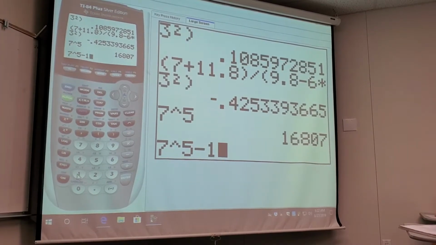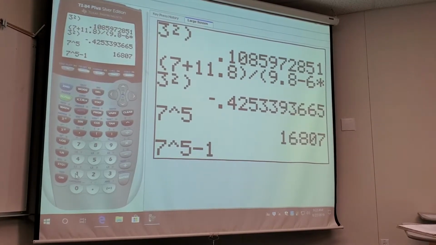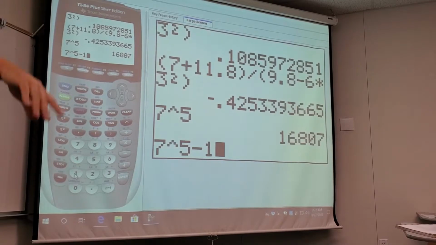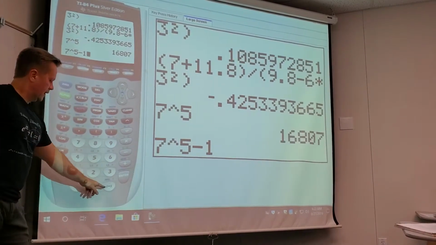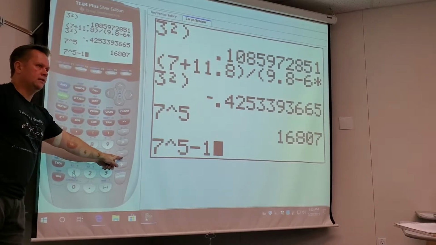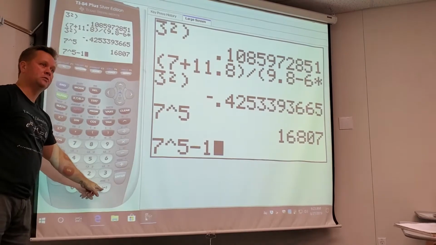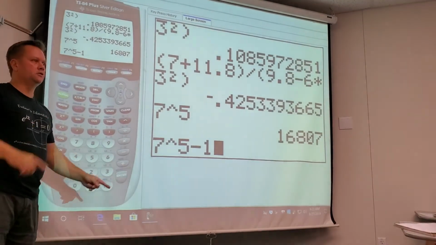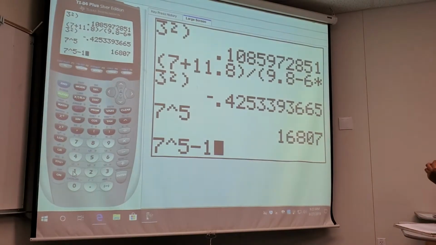So if you do put 7 to the 5th, you see how the cursor is still up there? You've got to hit the over key to come back down. Also, there's a negative key and a minus key. Use them in the right place. If you want a negative number, bam. If you want to subtract something, bam. Use the wrong one at the wrong time, syntax error or wrong answer.